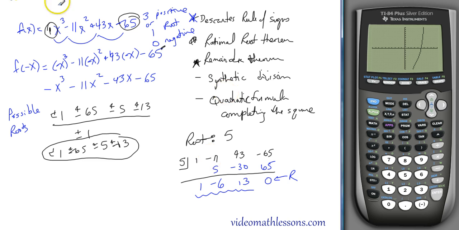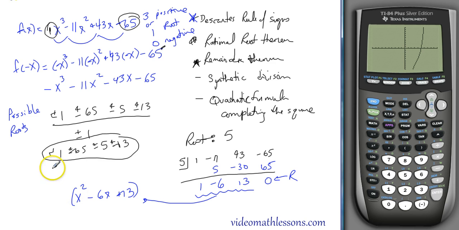So since this was a third degree polynomial to start with, I dropped down 1 degree. So this is going to be 1x squared minus 6x plus 13. That's this right there.